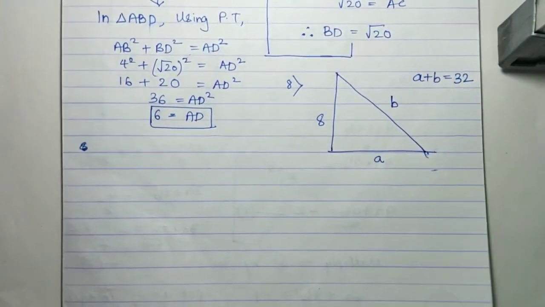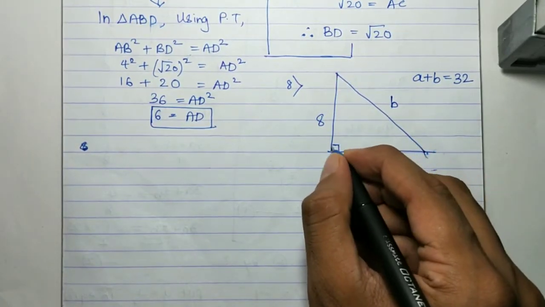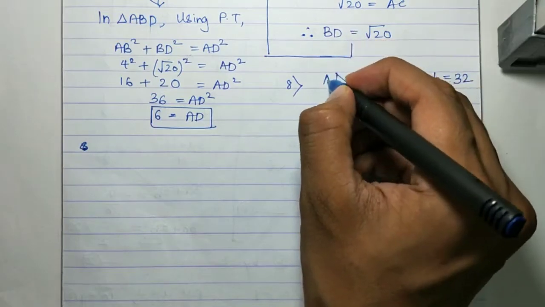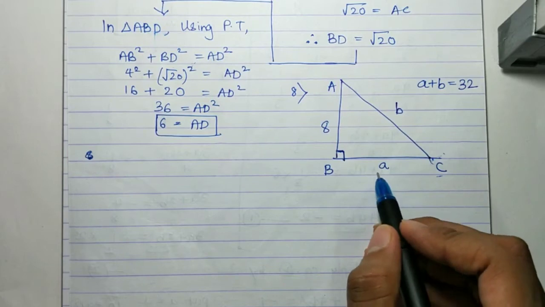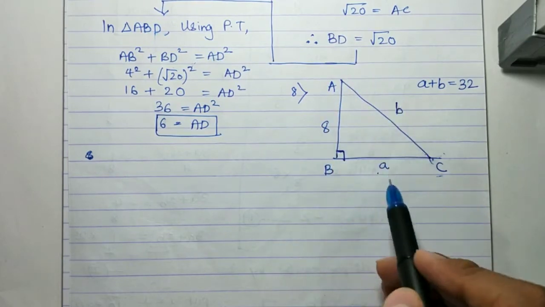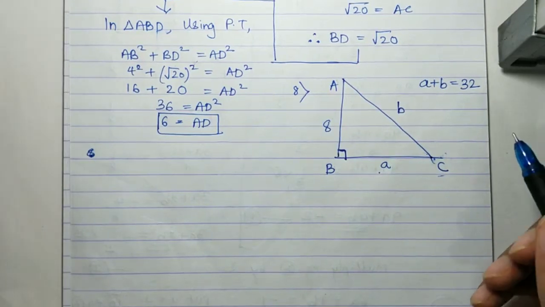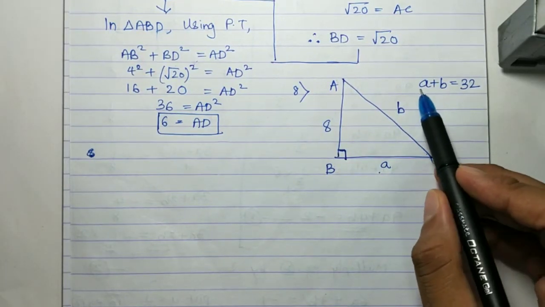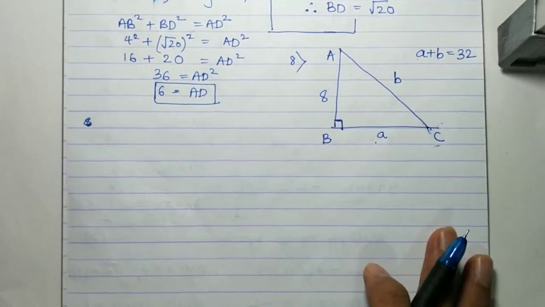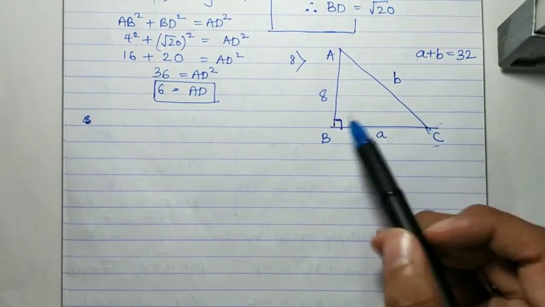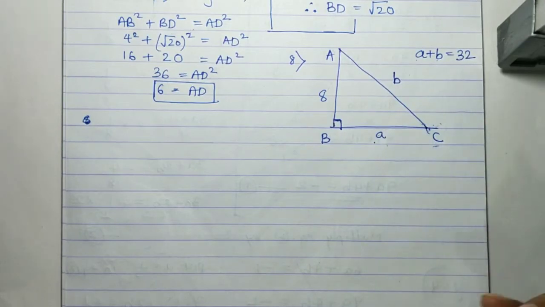Now, in this question, in triangle ABC, it is given that BC is A, AC is B, and AB is 8. And we have been told that A plus B is 32. Now, we cannot directly solve any step. So there is only one way to proceed, is to take Pythagoras theorem here. Even if two sides are unknown, we'll have to take Pythagoras theorem.